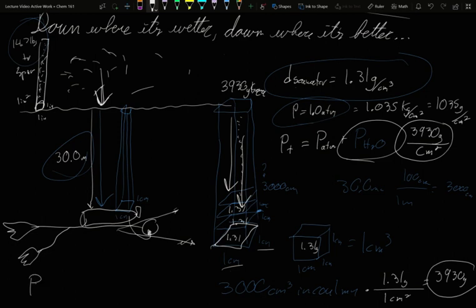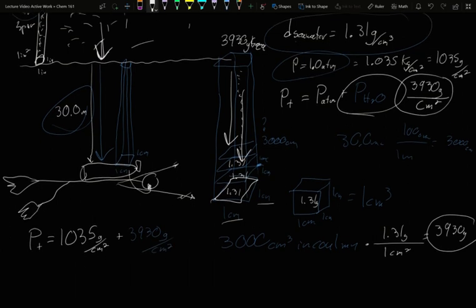So what is my pressure total? It's going to equal the original pressure from the atmosphere, which was 1,035 grams per centimeter squared, plus the pressure that we determined from the weight of the water, which was 3,930 grams per centimeter squared, for a total pressure of 4,965 grams per centimeter squared.